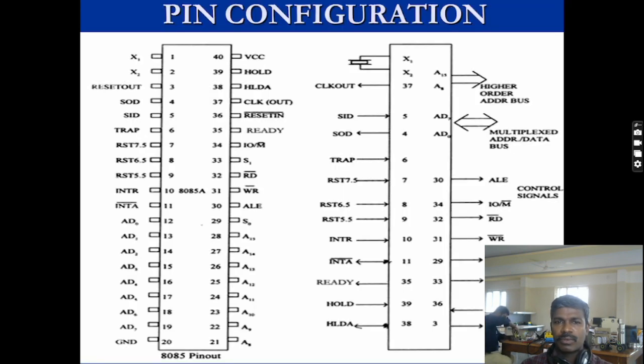So this is the pin configuration. It has a pin diagram of 40 pins. One side has 20 pins, and the other side has another 20 pins. This IC is named a DIP IC, dual inline package. The next diagram is the signal diagram of the pin configuration.